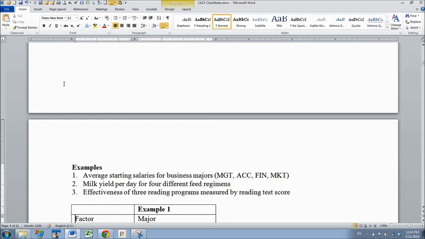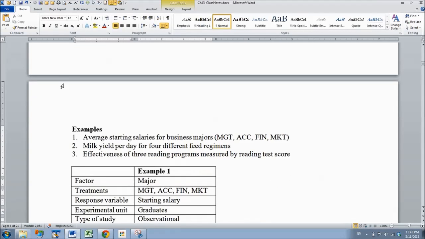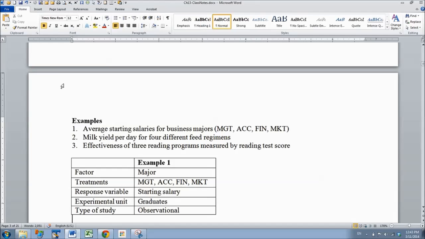So the examples that we just went over. The first example, starting salary of business majors: the major is the factor, and the different treatment levels are the majors that are considered, and the response variable is the starting salary. The experimental unit is graduates, and the type of study here is observational because the experimenter is not the one who is assigning the students to different majors. Students make that choice, so you have to observe choices that are already made independent of the person who is doing the study.